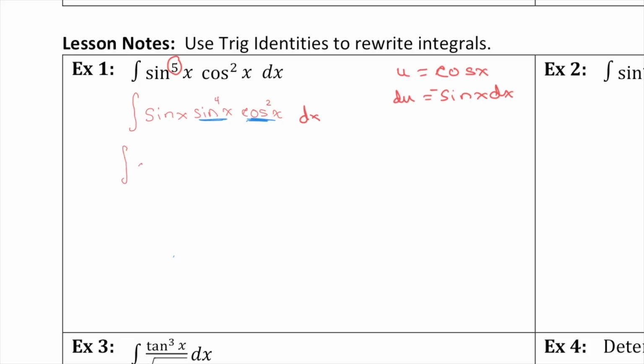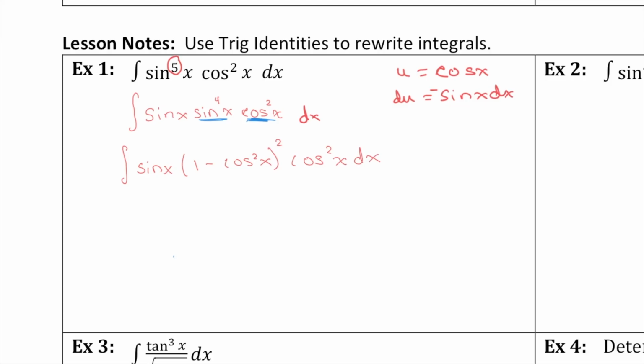Let's keep the sine of x, which came from that odd exponent, rewrite the sine to the 4th using, again, a trig identity, 1 minus our cosine squared x, but this is raised to the 2nd power. Now we haven't messed with the cosine squared x, and now we have dx.